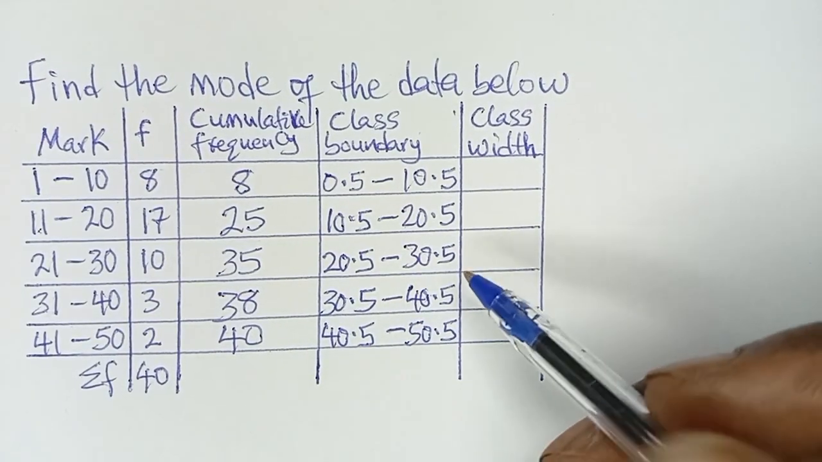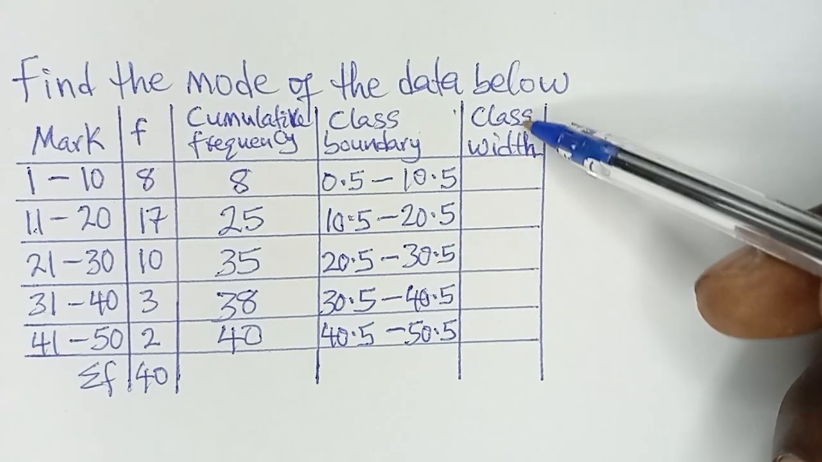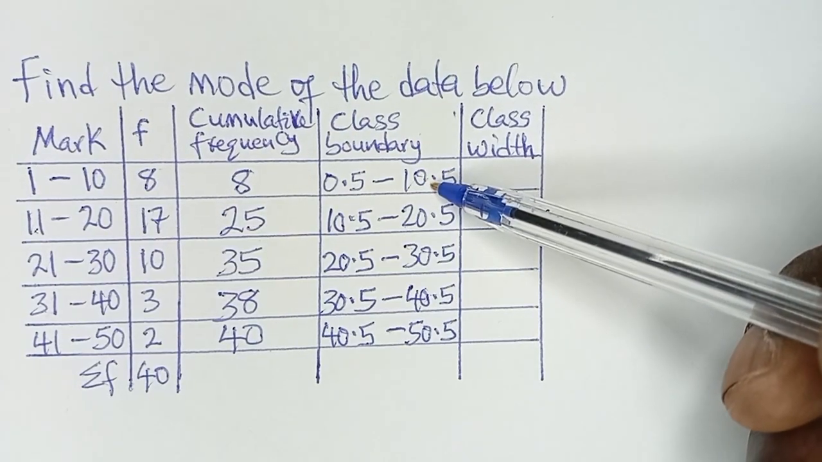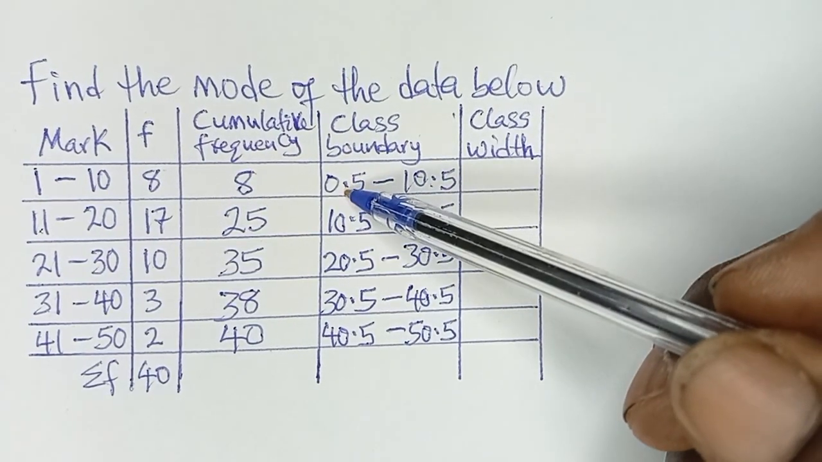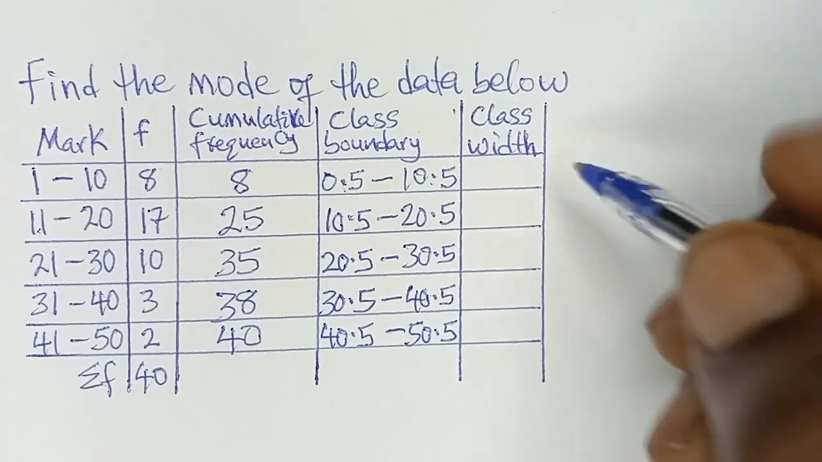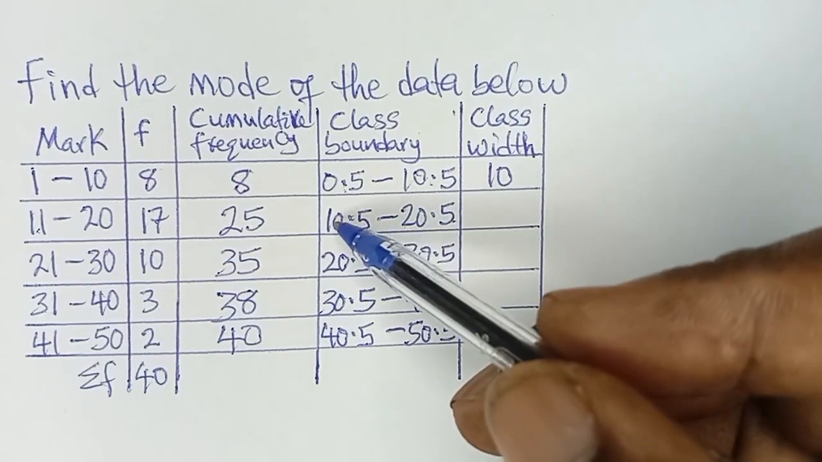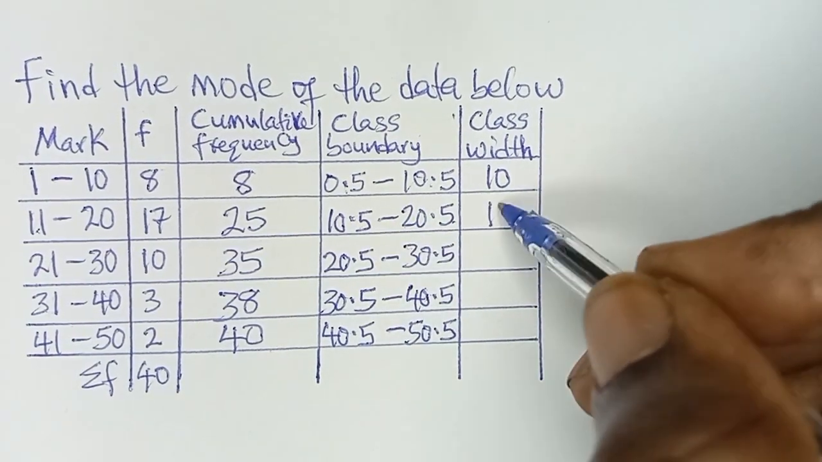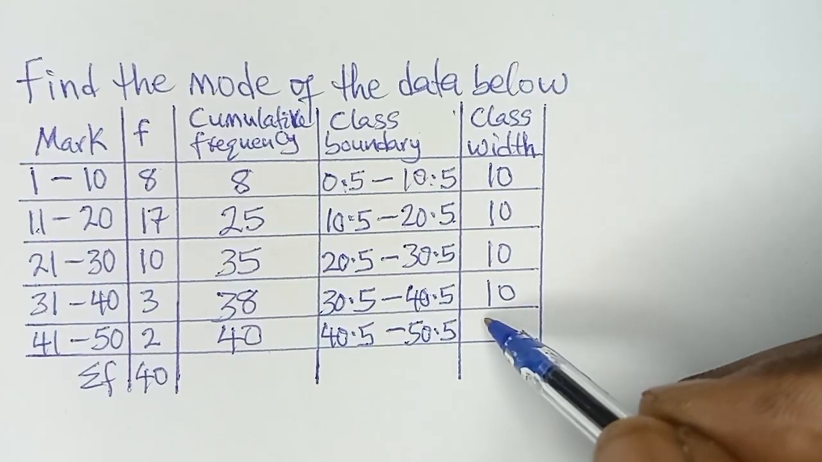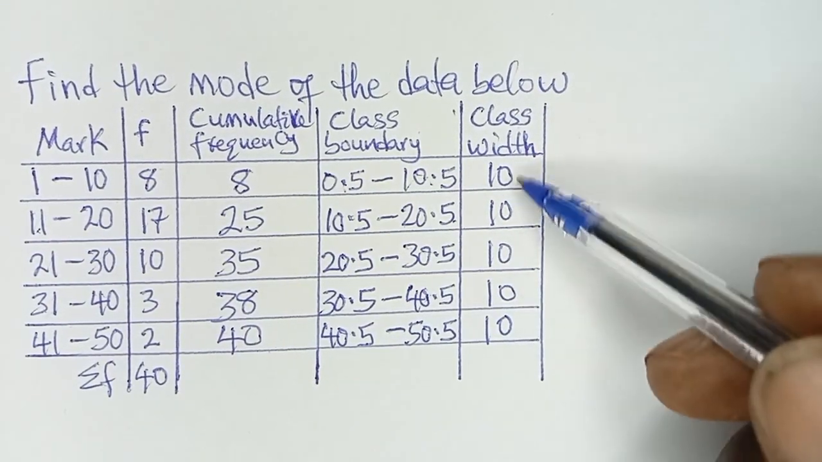Now that we are through with the class boundary, we can now go ahead and get the class width. The class width is simply the upper class boundary minus the lower class boundary. So 10.5 minus 0.5 is going to give us 10. And then 20.5 minus 10.5 will also give us 10. So all the class boundary will give us 10 as the class width. So this is 10, which is the class width.